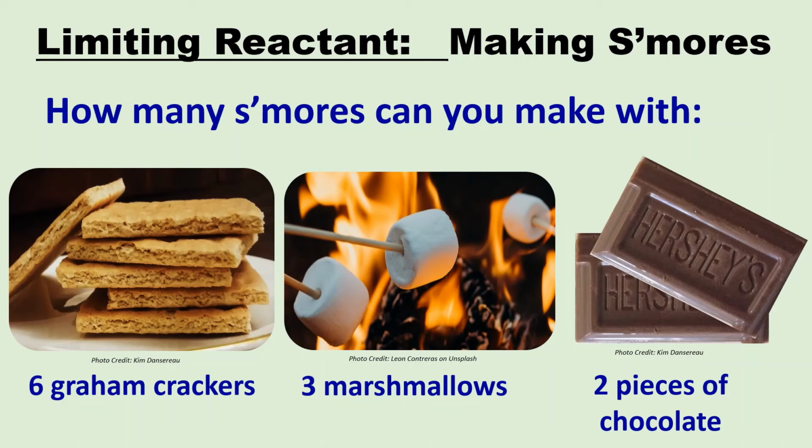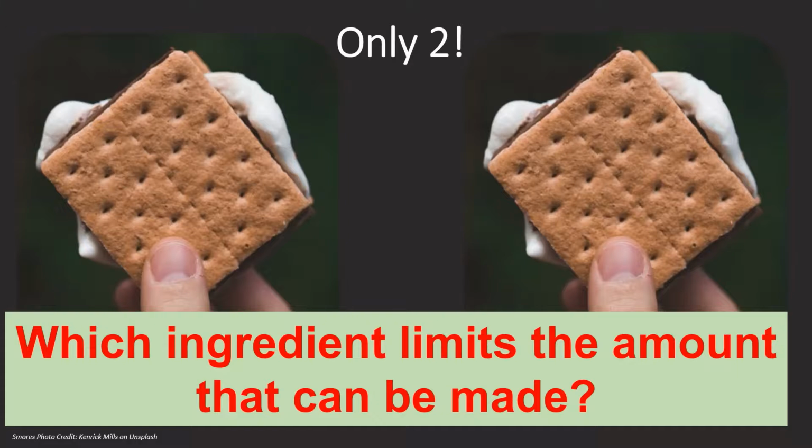Today's topic is limiting reactant, and we're going to start by thinking about making some s'mores. So if you have 6 graham crackers, 3 marshmallows, and 2 chocolate pieces, how many s'mores are you going to be able to make? With those ingredients, you would only be able to make 2 s'mores. And which ingredient limits the number of s'mores you're able to make? Well, that would be the chocolate.